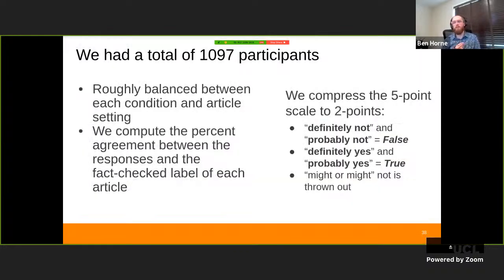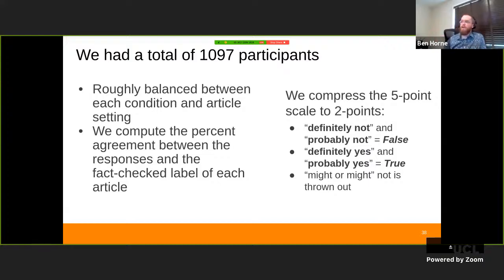Okay, so this time we ran, again, this study is all in April 2020. It all happened within about a week and a half. In total, we got 1,097 participants. This is quite a bit more participants than you would normally get for a qualitative study, but we wanted to make sure we saturated each of these conditions because there's a lot of them. They're roughly balanced between each of the conditions and each of the article settings. And we're going to ask the same thing. Do they believe it? And why or why not?